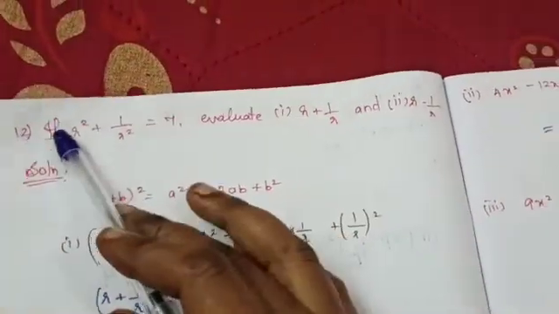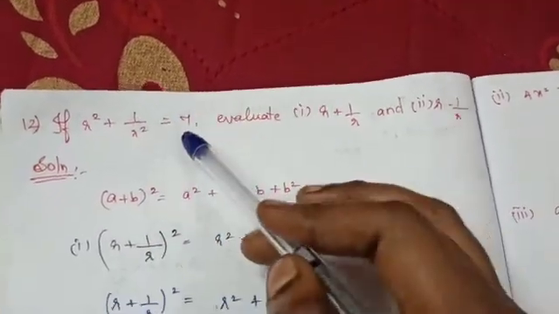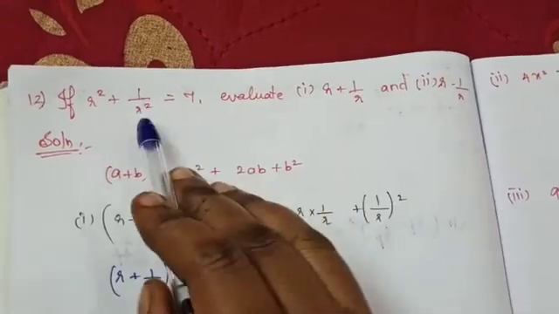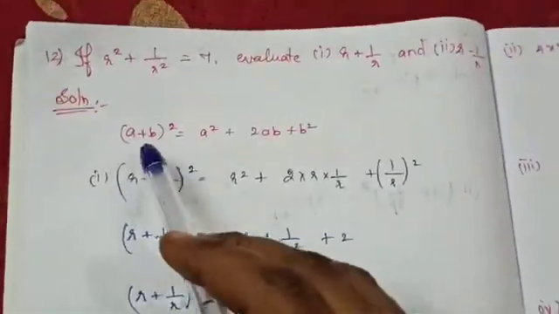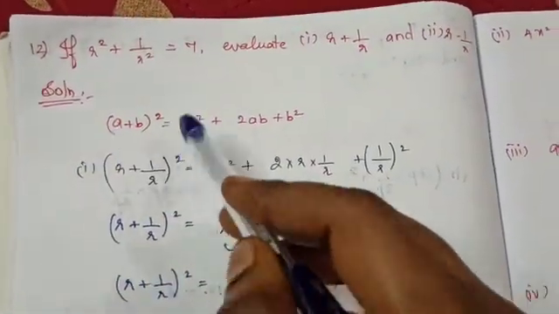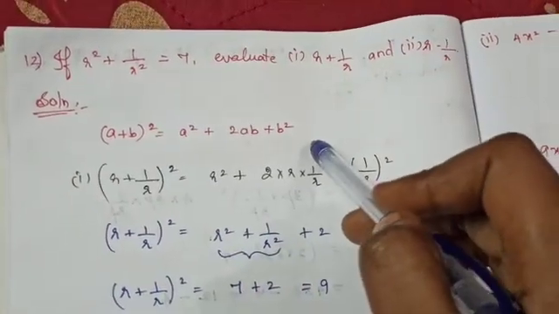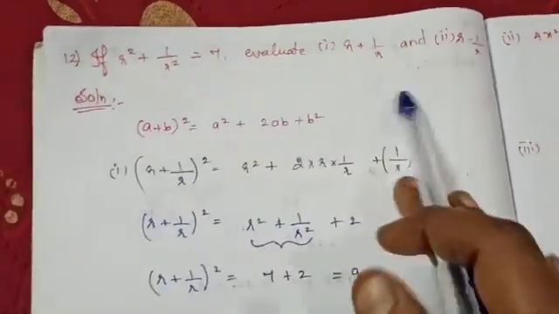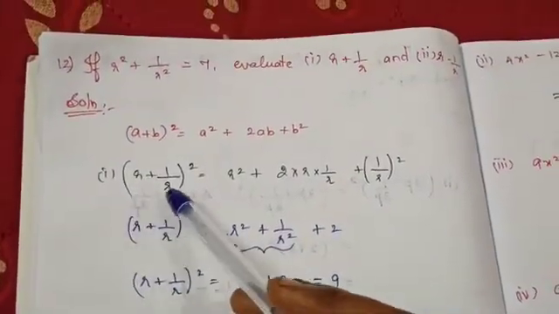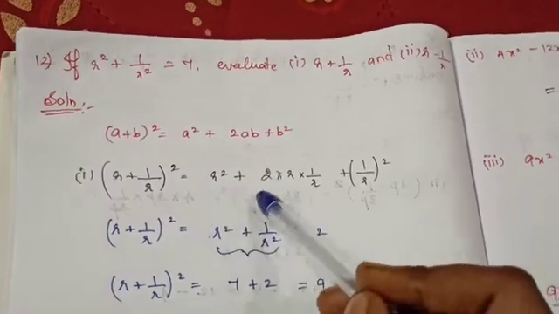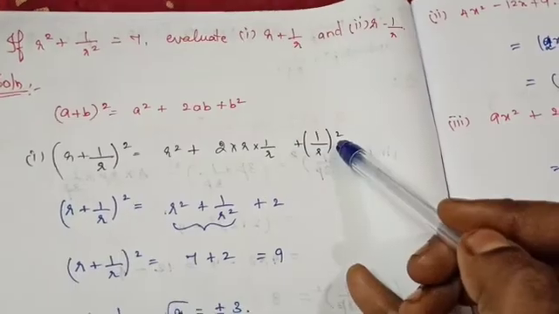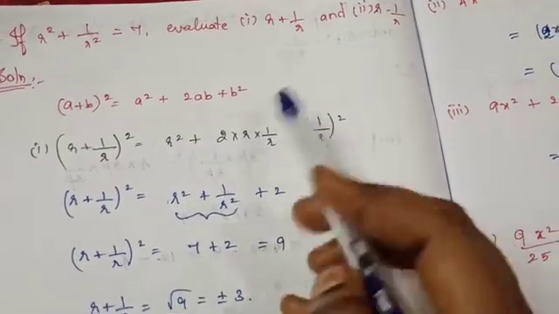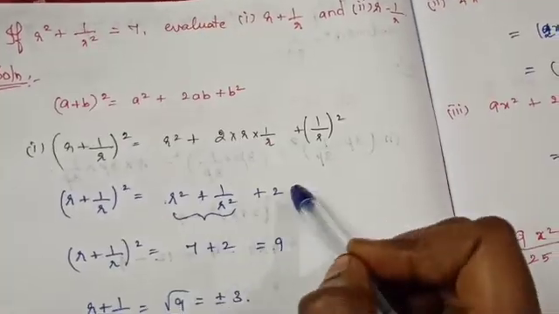Next one, go to the 12th sum. If r square plus 1 by r square is equal to 7, evaluate r plus 1 by r and r minus 1 by r. So the square is given, you find the single number. It is like a plus b the whole square is equal to a square plus 2ab plus b square. Because a square and b square are there, you have a plus b also. So you substitute: r plus 1 by r the whole square is equal to r square plus 2 into r into 1 by r plus 1 by r square. So this r and r cancel. You combine these two numbers, r square plus 1 by r square plus 2.